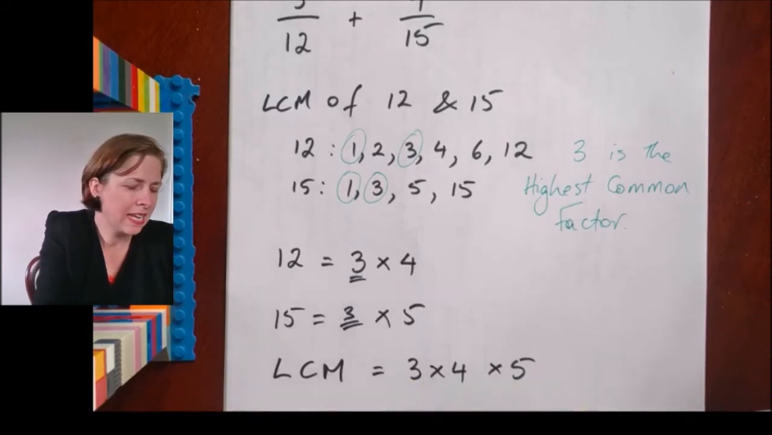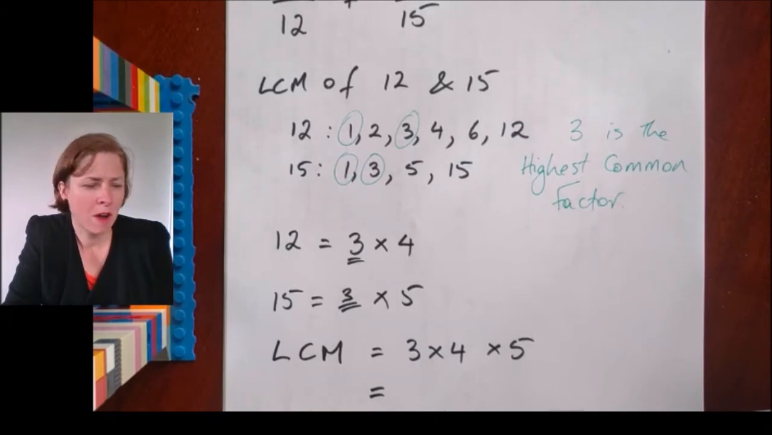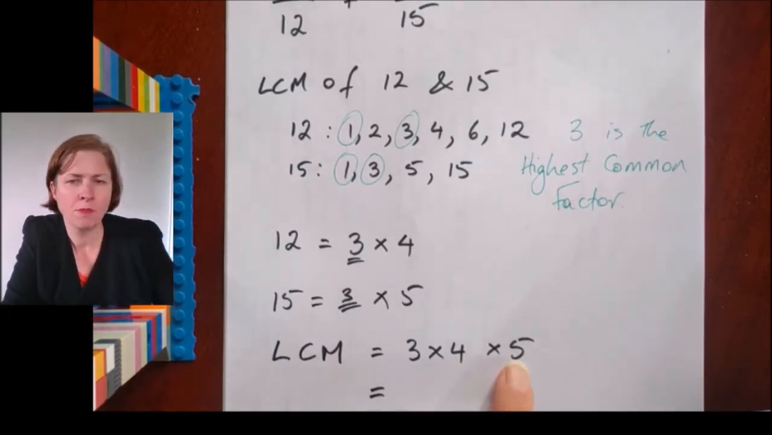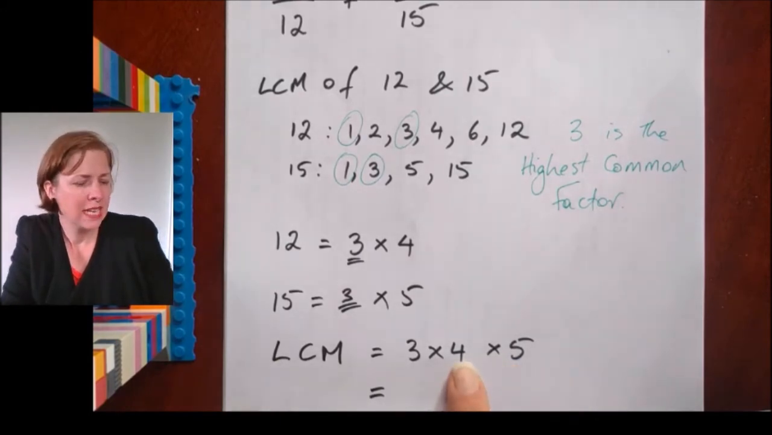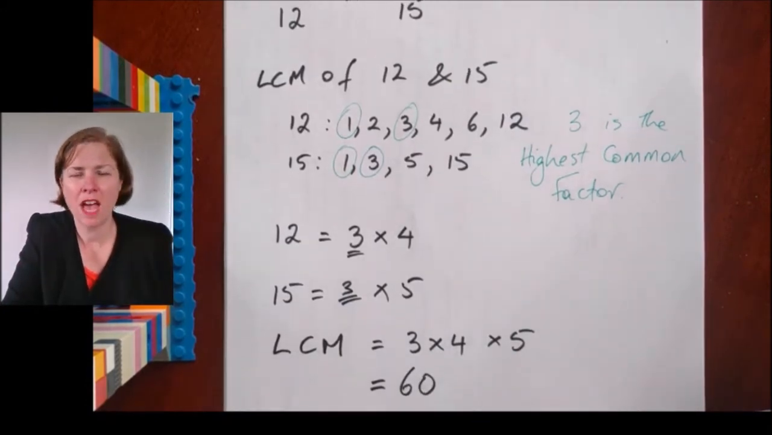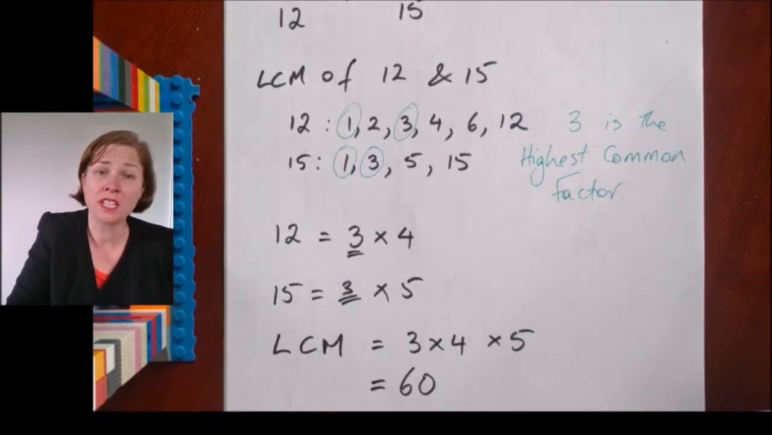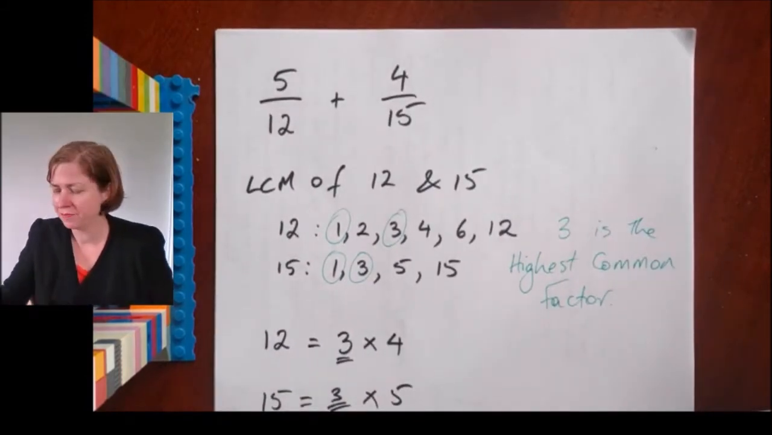So what do I get here? Well, the easiest way to do this in my head is to pair my friendly numbers. I know that 4 times 5 gives me 20. I can multiply 20. It's just as easy as multiplying 2. So 20 times 3 is going to give me 60. So I've found my lowest common multiple, which is going to be my lowest common denominator. It's going to be 60.